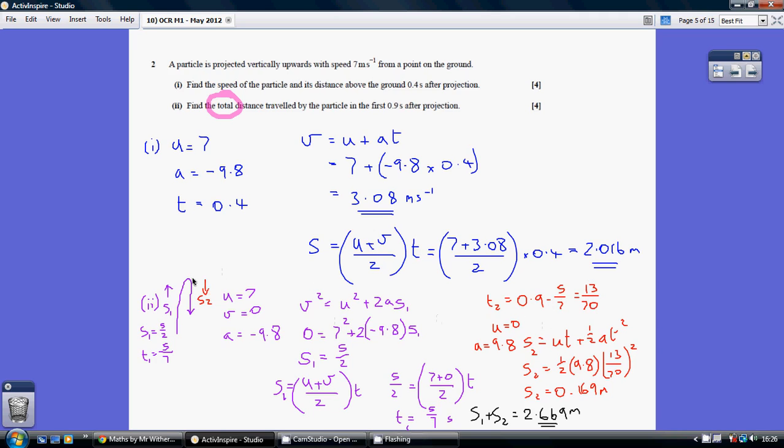Now we know our initial speed is going to be 0. We're now travelling downwards, so we're going with gravity, so our acceleration is 9.8. So using s equals ut plus half at squared, we can work out the s2, so the distance of the journey downwards is 0.169 meters. So the total distance up plus the total distance down, s1 plus s2, gives us 2.669 meters.